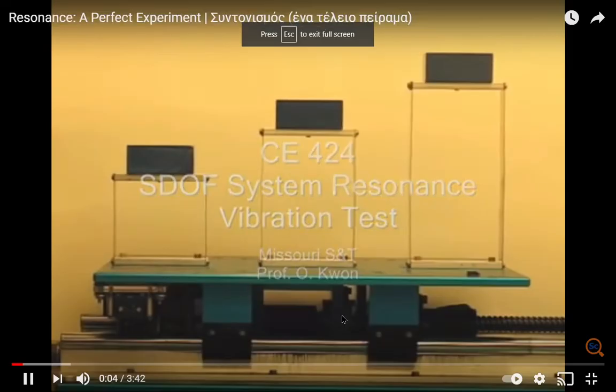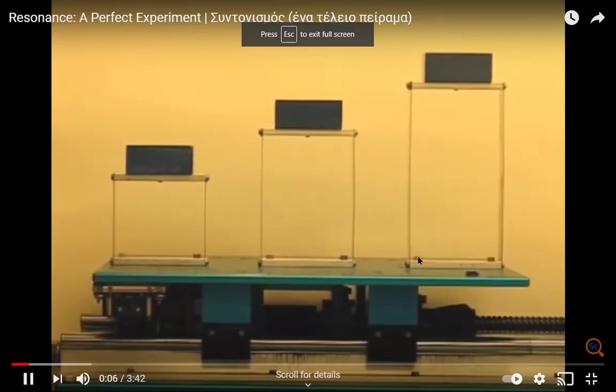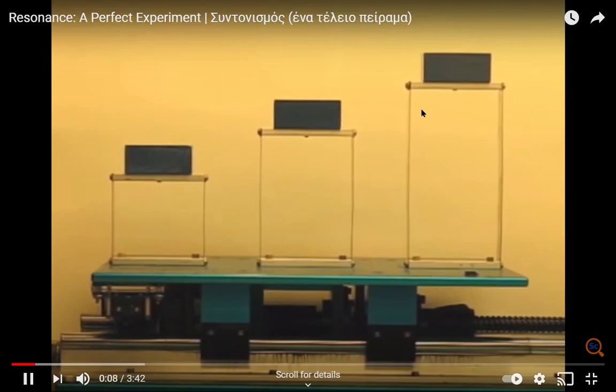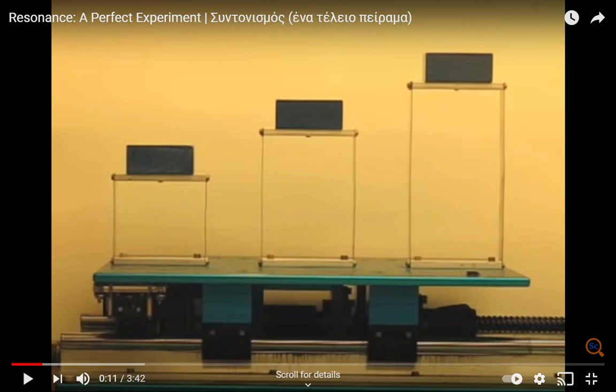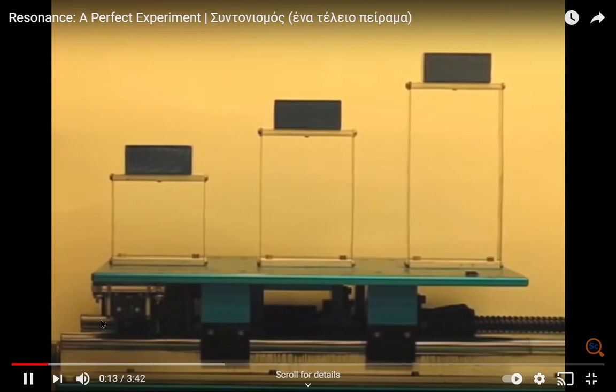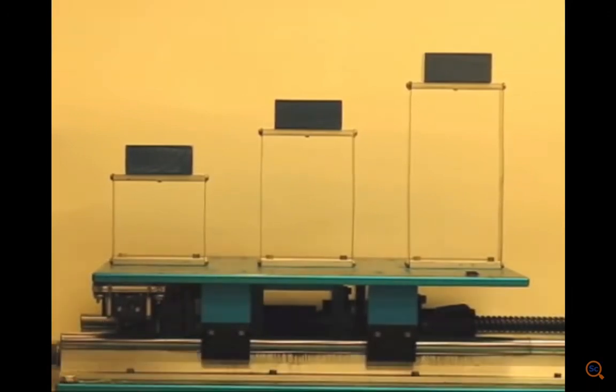So we have three structures. These are just 4 bars with some weight on top of it. They're sitting on a vibrating table, and we are going to increase the frequency of vibration, see what happens to these 3 objects. Doesn't look very exciting at the beginning, but just wait.